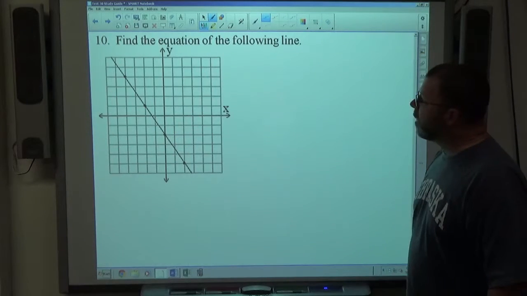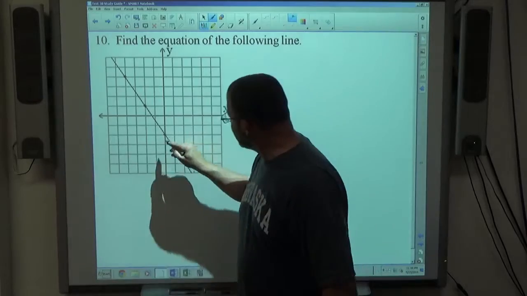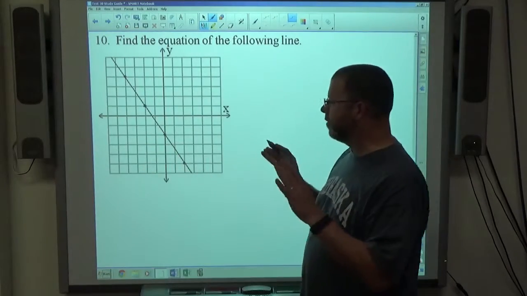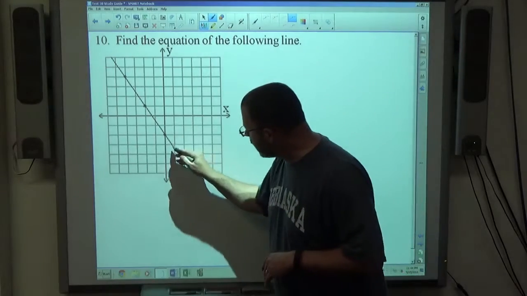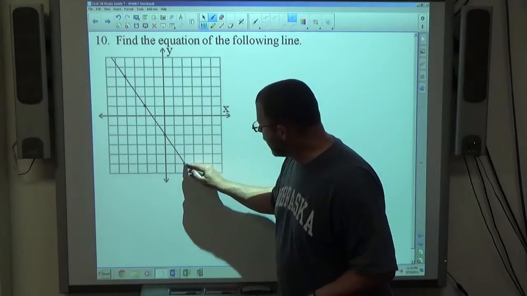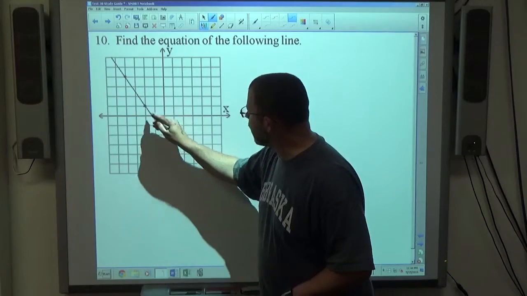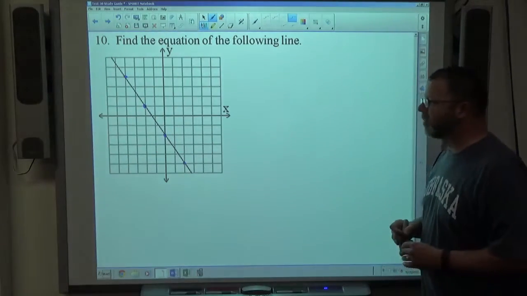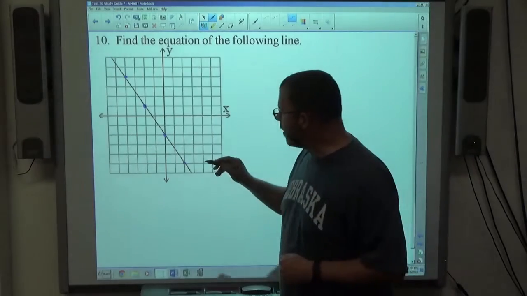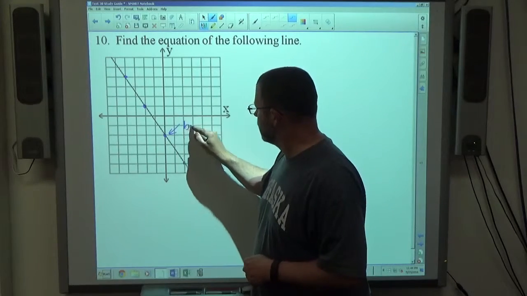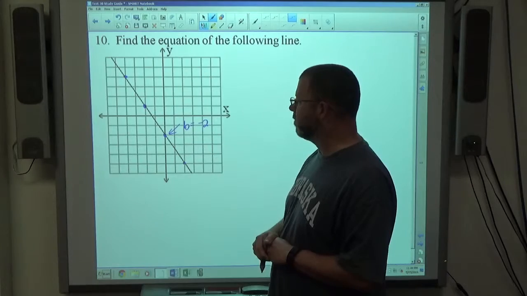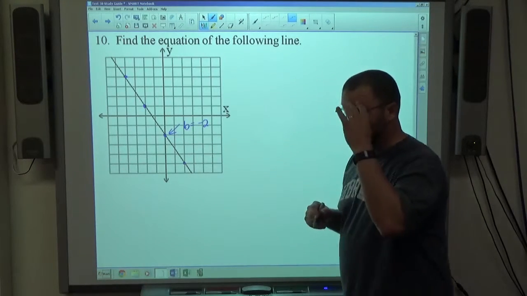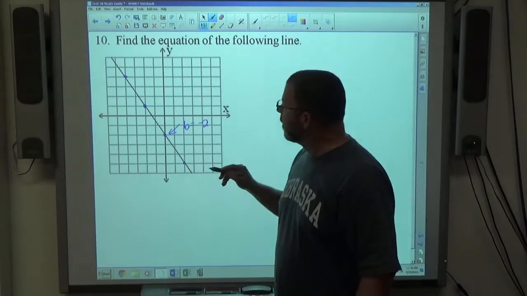Number 10, find the equation of the line. I've gone to the trouble of putting these dots here to represent the actual points we're looking at, so there's no doubt. You know, sometimes people see something kind of close, maybe that's the point, but these are the actual points I want you to believe are on this line. So all I've got to do is find the slope and the y-intercept. So starting with the y-intercept, it crosses at negative 2. That's one of the points, and again, it is a y-intercept, so we're good to go there. The other thing I need is the slope.